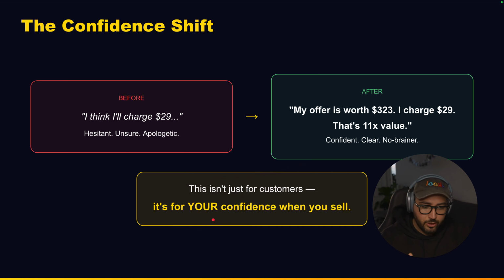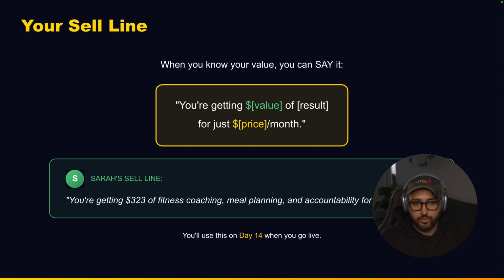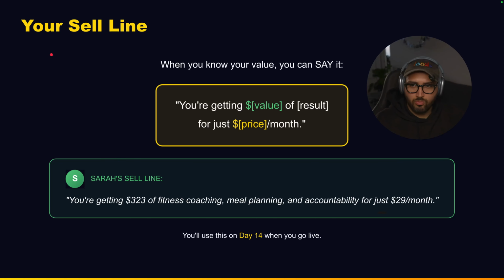Because you believe it, you did some research, and you know those numbers are real. And based on that, you offer what you have. And here is your sell line. When you know your value, you can say it loud with confidence. You are getting this much value of the result for the price per month or per year or one time.